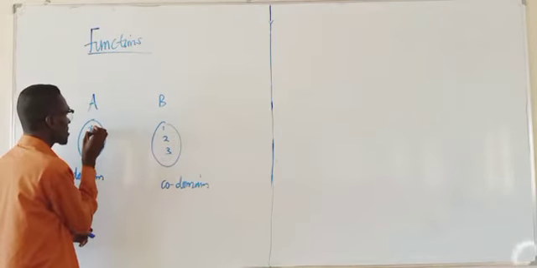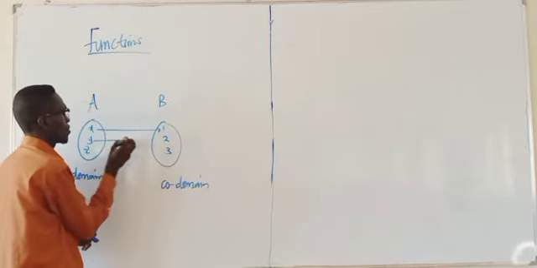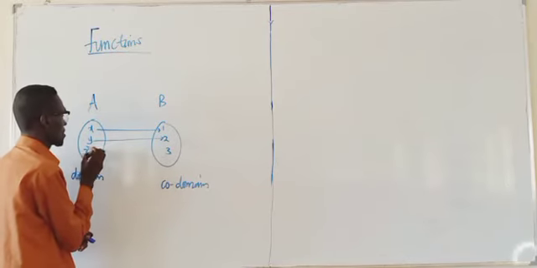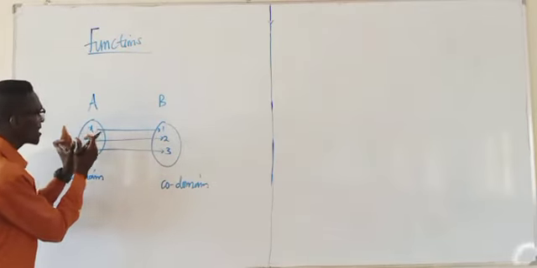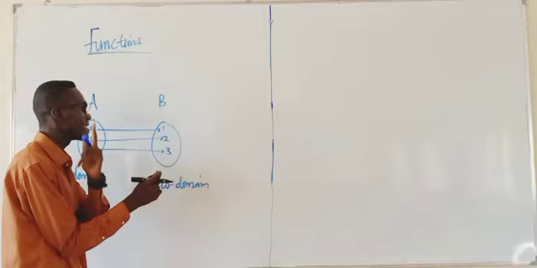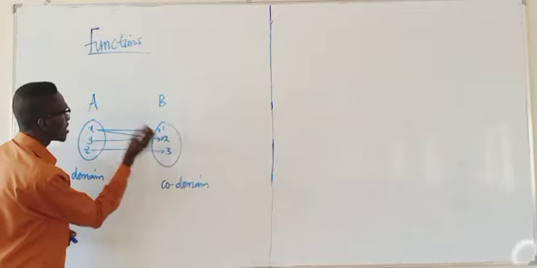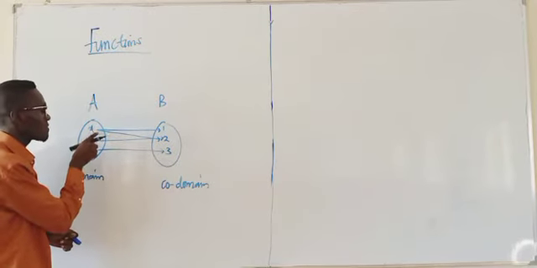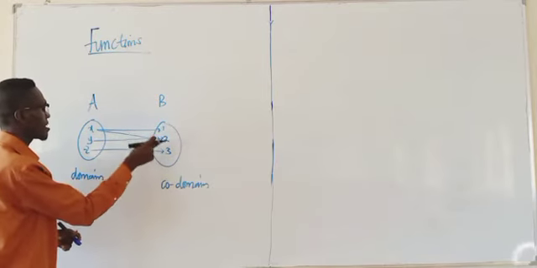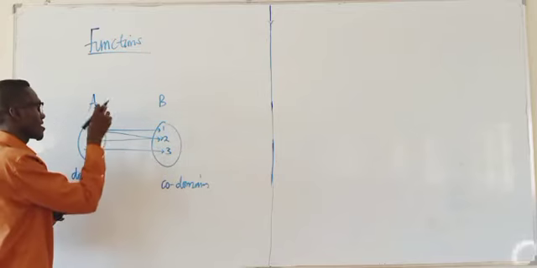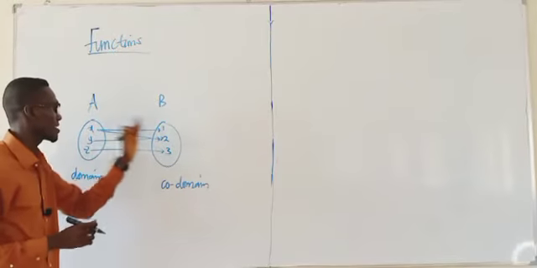X is mapped to 1, Y is mapped to 2, Z is mapped to 3. So you can see that each element in A has just one element in B. Assuming I have X mapped like this again, you see X did not pick just a unique element. X picked two different elements, because X picked 1 and it also picked 2. So this is not a function. But the first one, where X, Y, and Z were each picking just one element, is a function.